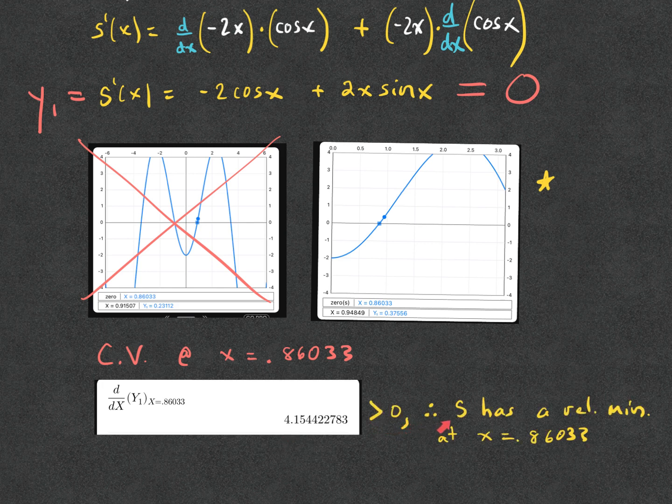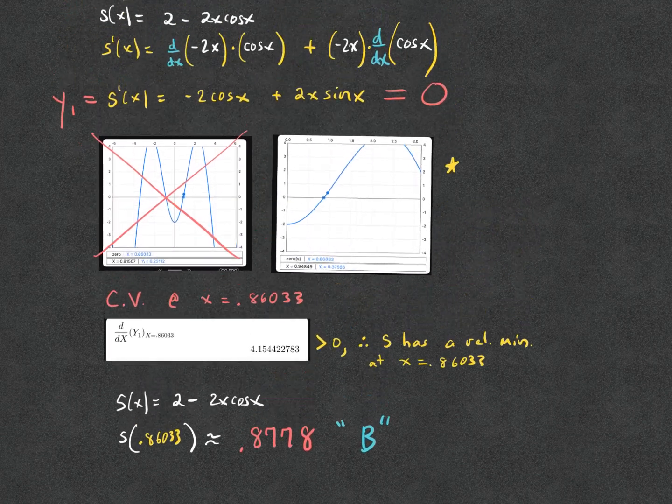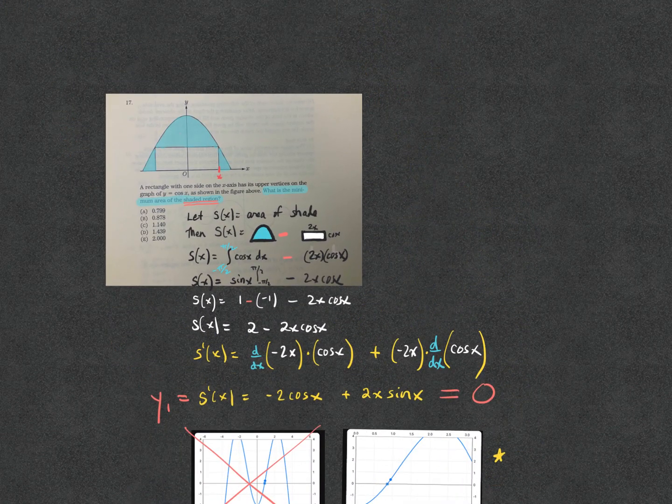We were asked to find the minimum value of the shaded area. We've defined S as the shaded area. We don't know what the minimum is yet, but we know that it has a minimum when x is 0.86033. So now we'll just substitute this value into our function for the area of the shaded region, and we will have the minimum shaded region for this context. And our shaded area is 0.8778, which is choice B. That concludes number 17.